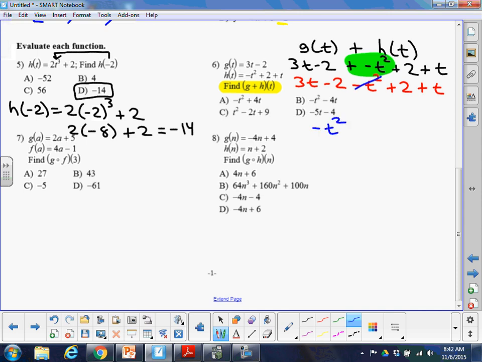Okay, so that one's accounted for. Combine the 3t with another t out here, so plus 4t. And then the minus 2 and the plus 2 actually cancel each other out. Okay, so negative t squared plus 4t.